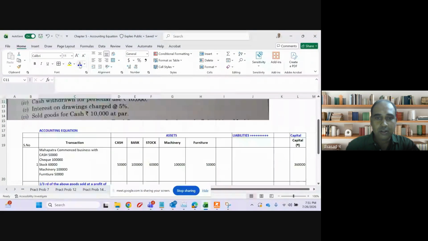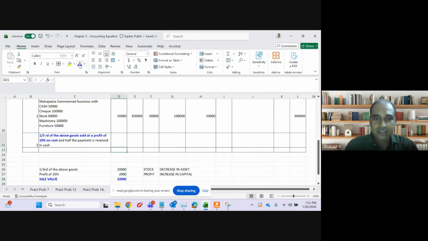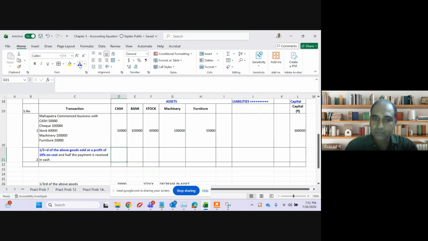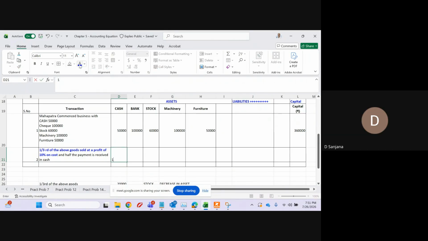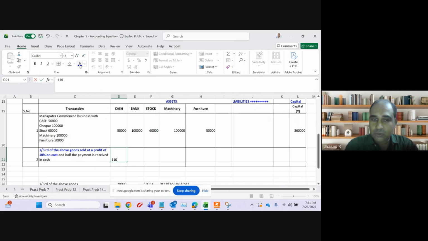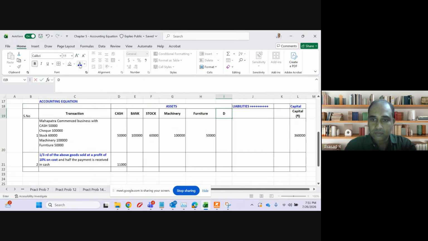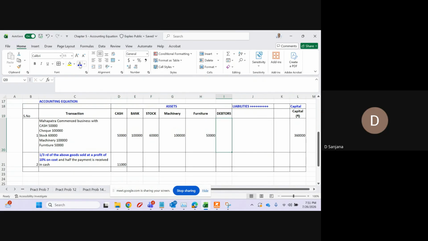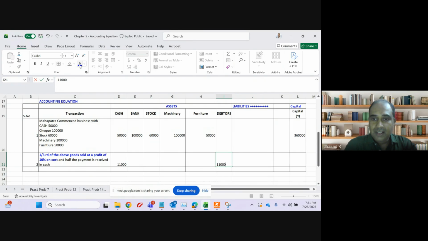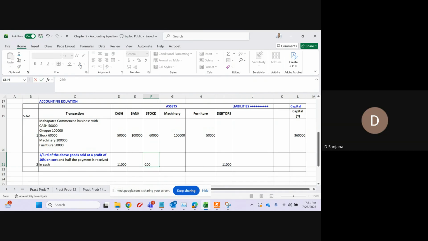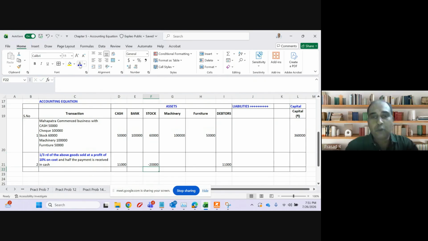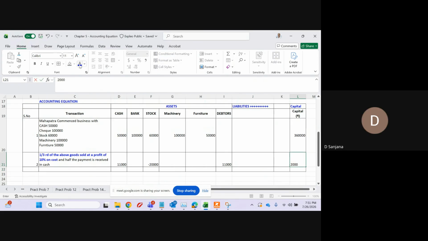Now you have understood how much cash received. Now you can tell me how much cash received. 50%, 11,000 cash received. Fantastic. How much are my debtors? Same 11,000. How much goods will reduce? 1/3 goods will reduce, 20,000. How much profit did I get in this transaction? 2,000.